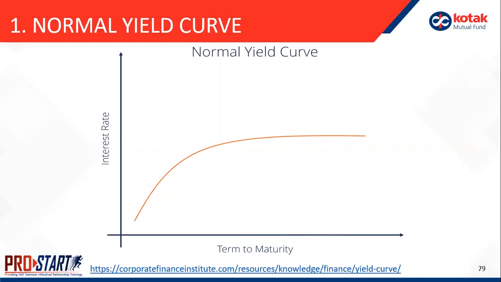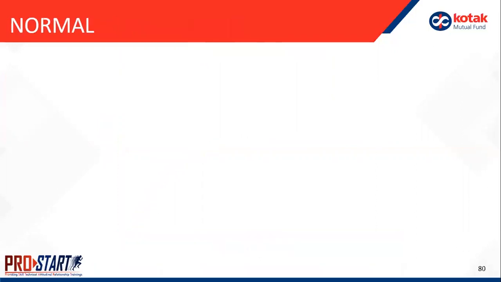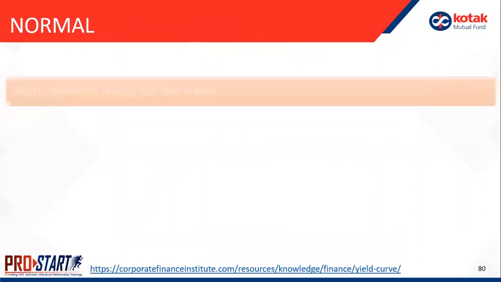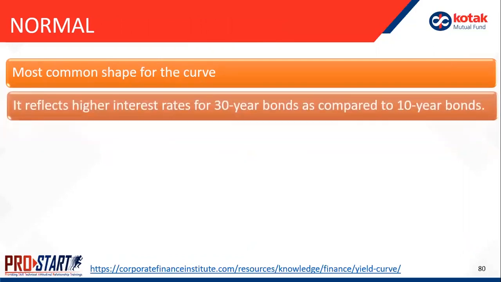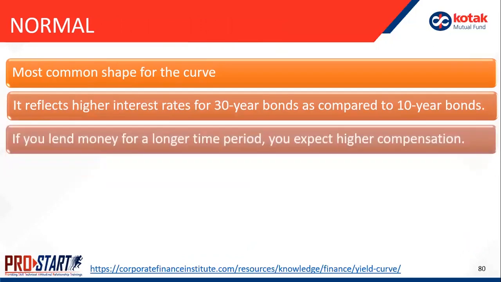A few more points about this in the next slide. First and foremost, it is the most common shape of curve and therefore it is referred to as the normal curve. The normal yield curve reflects higher interest rates for 30-year bonds as opposed to 10-year bonds. If you think intuitively, you're lending money for a longer period of time, you expect to earn a higher compensation for that.